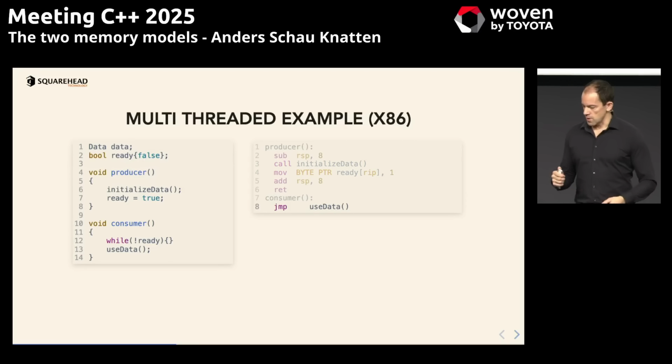And the consumer, it's the while loop. Oh, where's the while loop? It just uses the data. It just optimizes away the entire while loop. So this clearly doesn't work. So why is the while loop gone? In some years, you might get the while loop back, but at least currently, the while loop is gone.